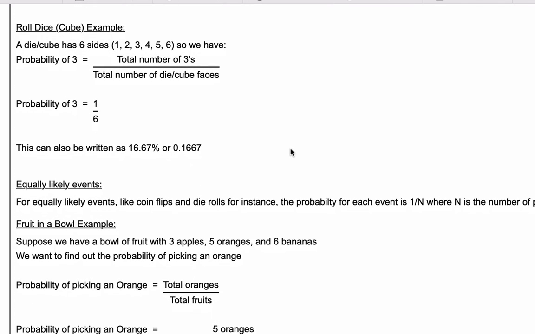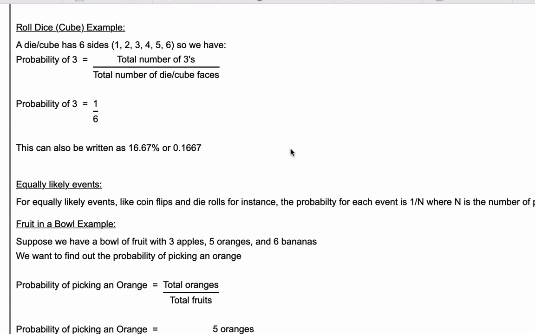Moving on, let's go through rolling of the dice. A standard die or cube has 6 sides, 1, 2, 3, 4, 5, and 6. And we want to know, for example, the probability of rolling a 3. Using our general probability formula, we want to know the total number of 3s divided by the total number of die or cube faces. Well, on the standard die, there's only 1 3, so our numerator is 1. And the denominator is 6 because there's 6 sides or 6 faces. So our probability of rolling a 3 is 1/6.